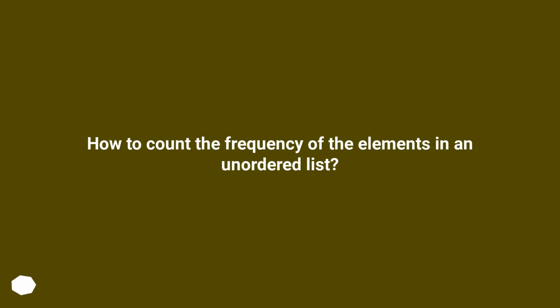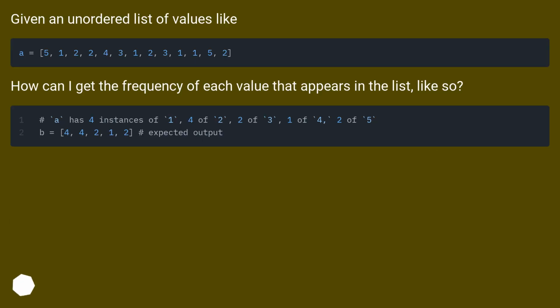How to count the frequency of the elements in an unordered list. Given an unordered list of values like, how can I get the frequency of each value that appears in the list, like so?